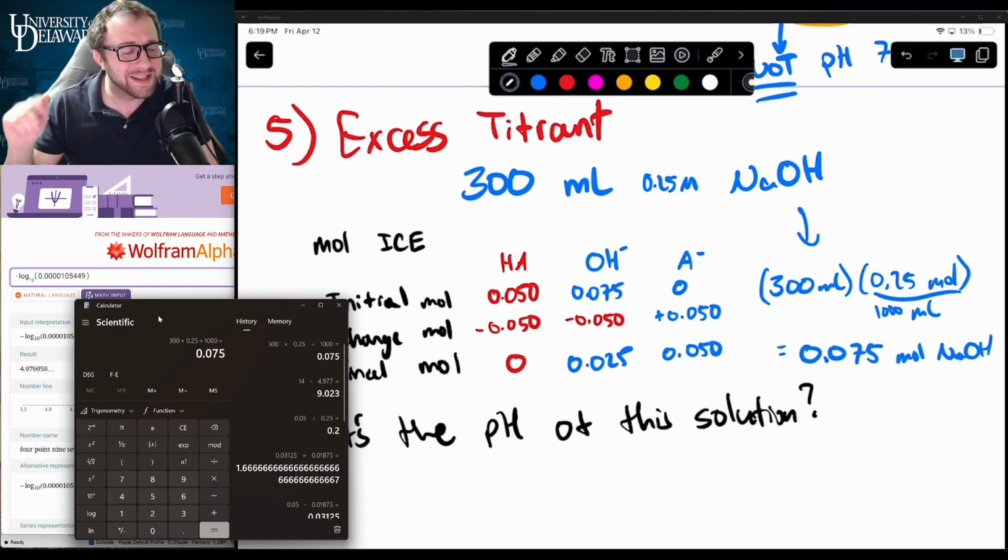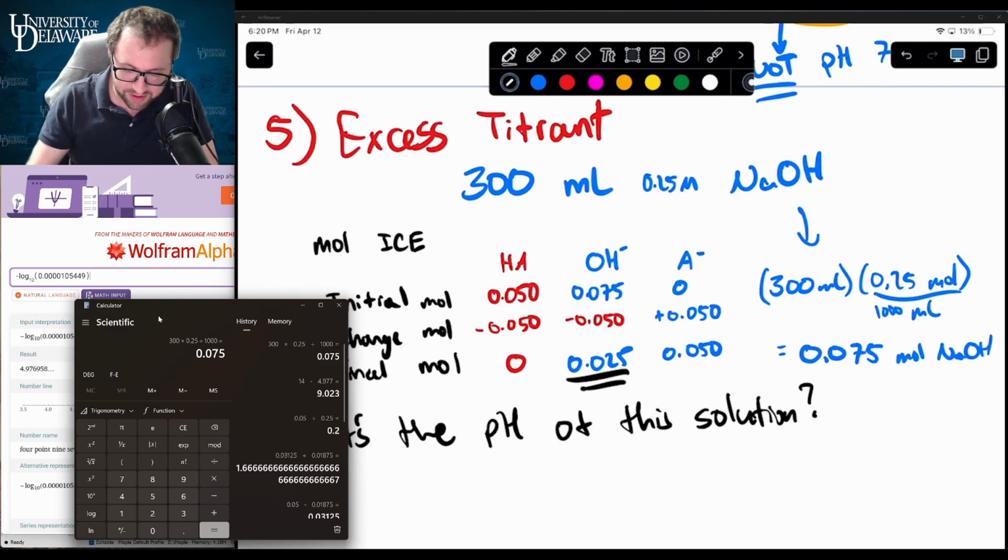And this is where we can overthink this, right? Because we've been in this equilibrium mindset. Rice tables, Henderson-Hasselbalch. I have to think about the equilibria. No, we're done now. We're done with equilibria. We have strong base present, right? We have 0.025 moles of OH minus.